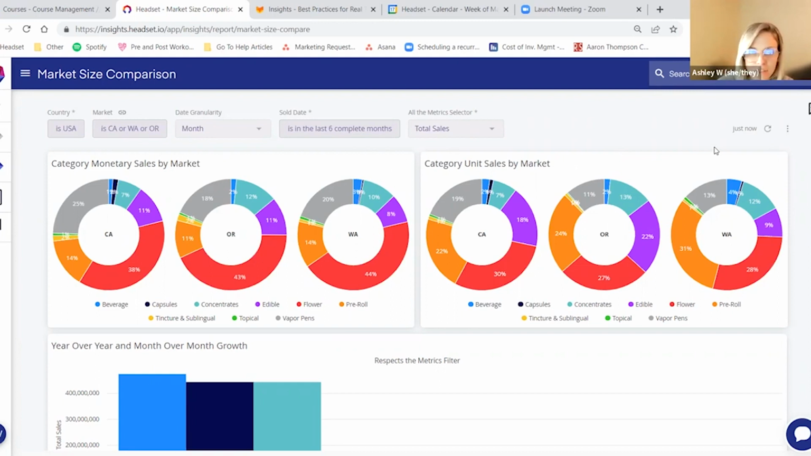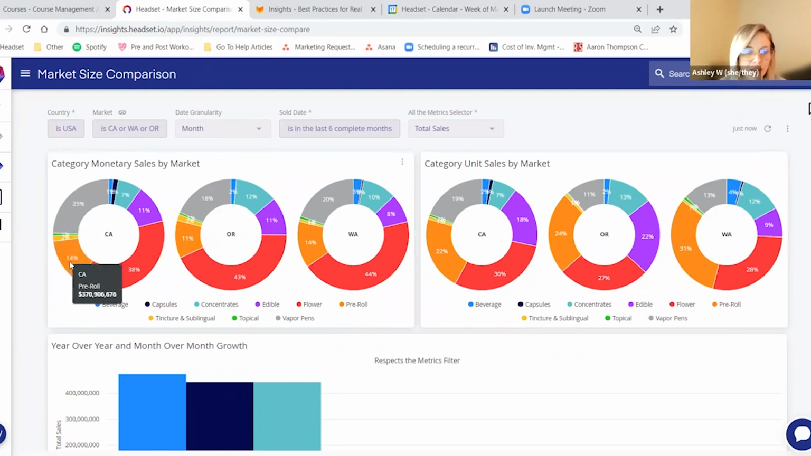Okay, let's see if there's anything super notable about these lovely little markets here. So we're looking at California, Oregon, and Washington, the 3 markets that touch the Pacific Ocean, and what our CS team calls West Coast, because that's where a lot of our customers reside. Flower is king in all of these markets.